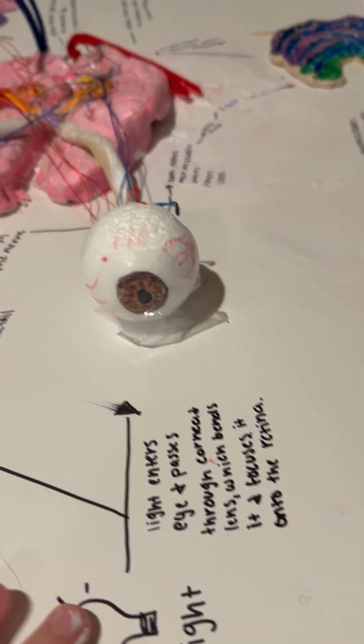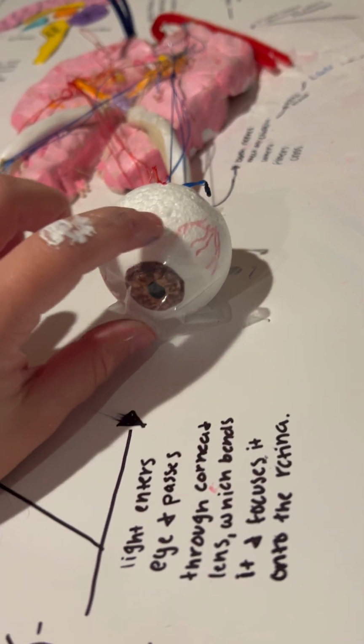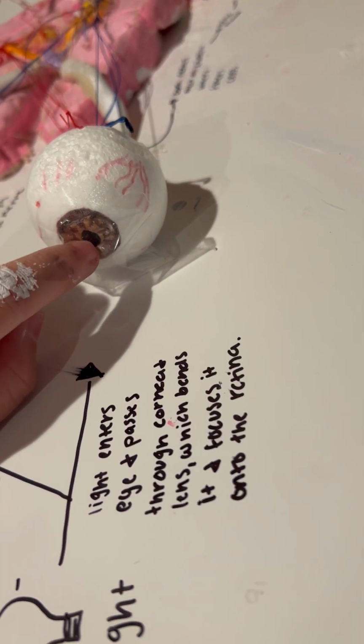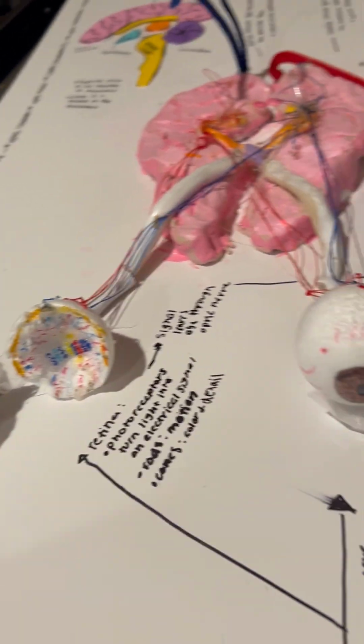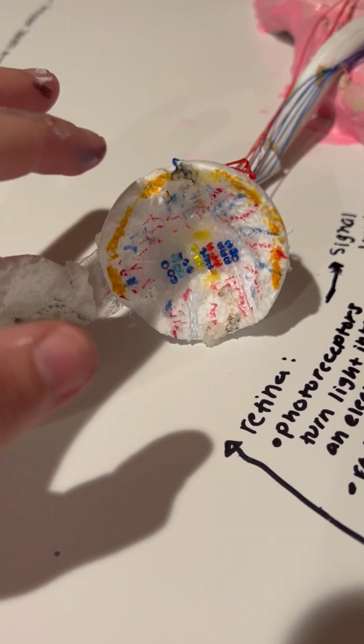So light enters the eye through the cornea and lens. The cornea is a clear bubble that protects the iris and the pupil, and the lens is back here. These two bend light and focus it onto the retina, which is right here.